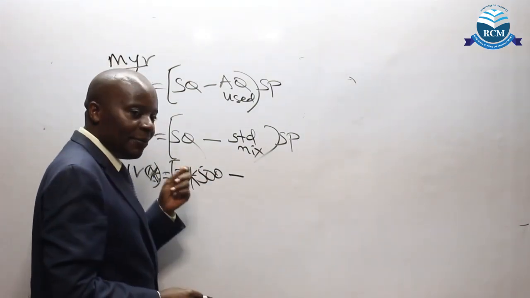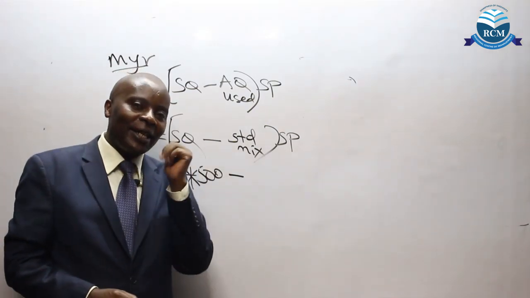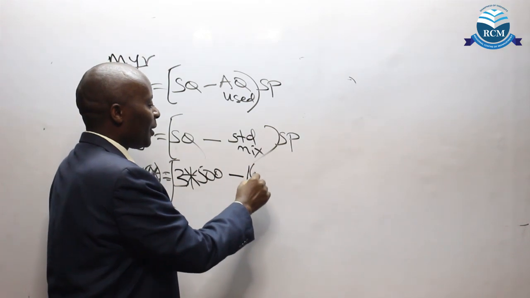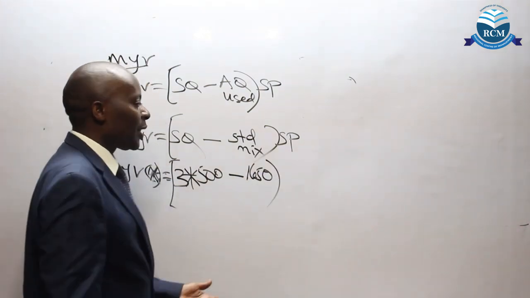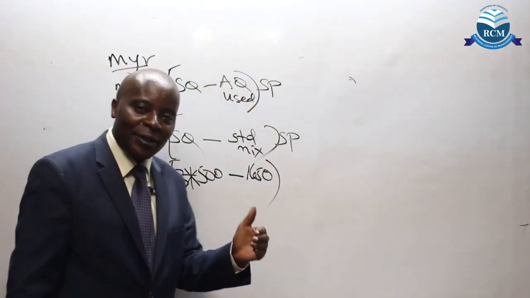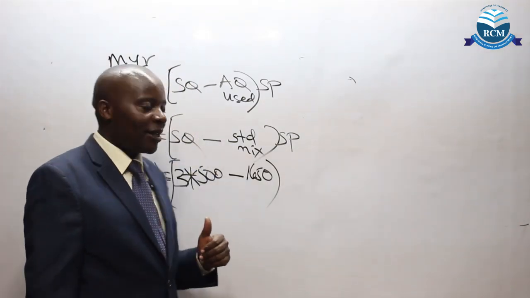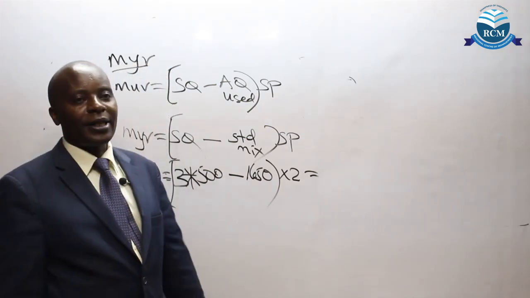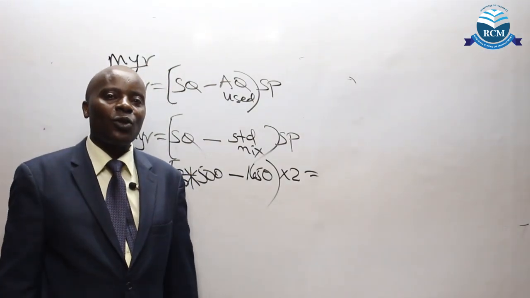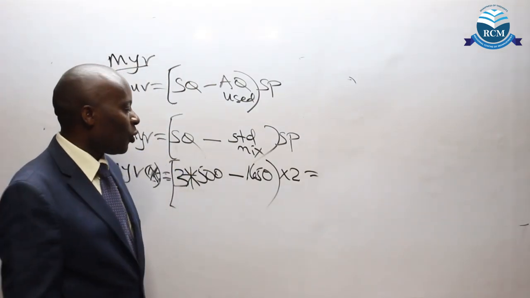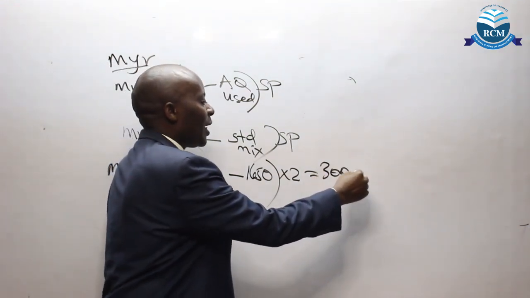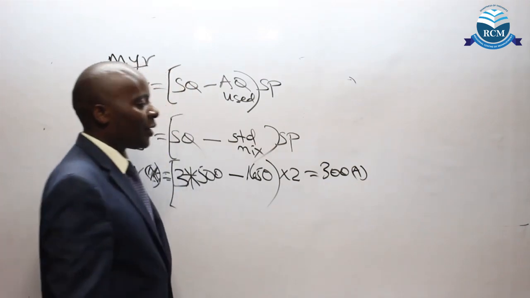Minus the standard mix. The standard mix we had obtained up there. The standard mix of X was 1650. And the standard price, we already have it, is 2. So this will now translate to 300 adverse.